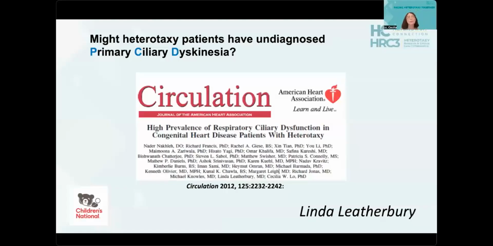So to address the question whether heterotaxy patients have undiagnosed PCD, we recruited patients with congenital disease with heterotaxy from Children's National Medical Center in collaboration with Dr. Linda Leatherbury, recruited 45 subjects and conducted 2 tests to determine whether they have PCD. This includes conducting a nasal scrape to obtain nasal epithelial tissue to do video microscopy to look at ciliary motility. And we also measure nasal nitric oxide levels from the nasal sinuses, which is typically very low in PCD patients.